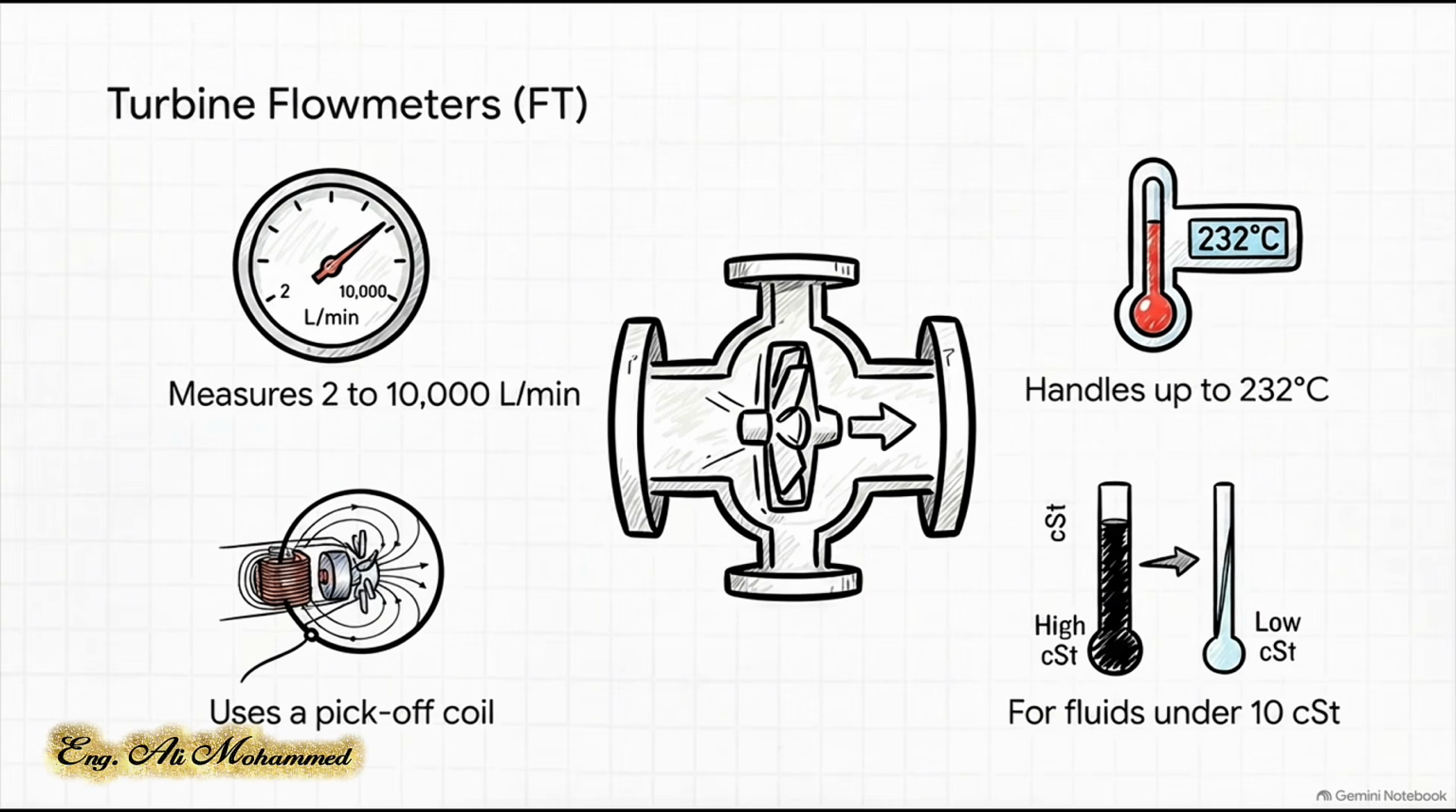As the liquid flows, it physically forces this rotor to spin. A pickoff coil with a permanent magnet sits just on the outside. As those rotor blades zip past, they change the magnetic flux, which induces this tiny electrical voltage. The frequency of that voltage is directly proportional to the rotor speed, giving us our volumetric flow rate. This is what lets engineers establish a constant K factor, or pulses per unit of volume. Just keep in mind, these are strictly for clean liquids, usually stuff under 10 centistokes of viscosity.